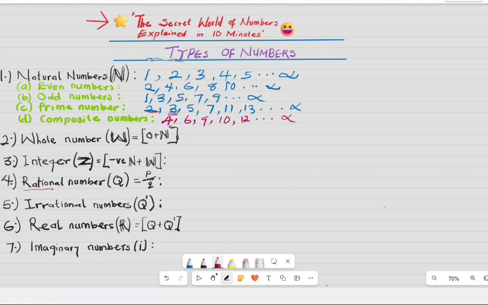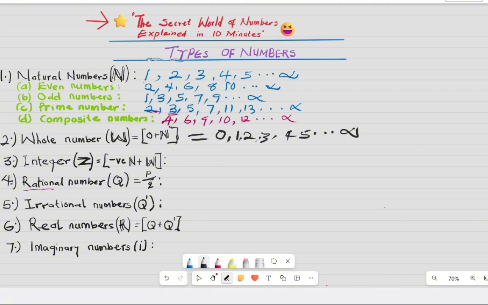Next type of number, we have whole numbers. A whole number is just when you add 0 to the natural numbers. That is, whole numbers are 0, 1 as added to the natural numbers. We have 3, 4, 5, and so on to infinity.